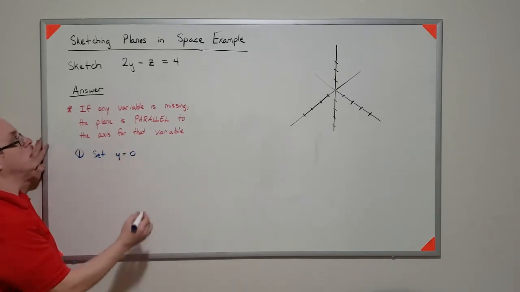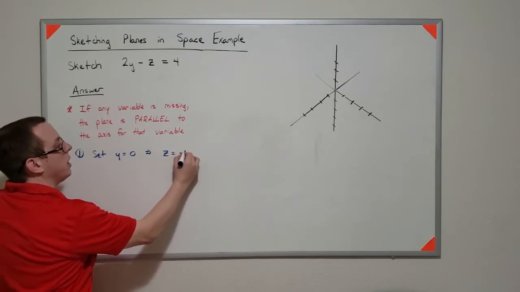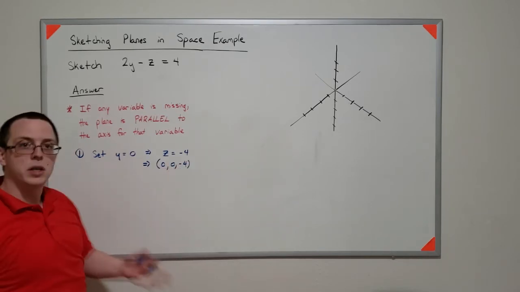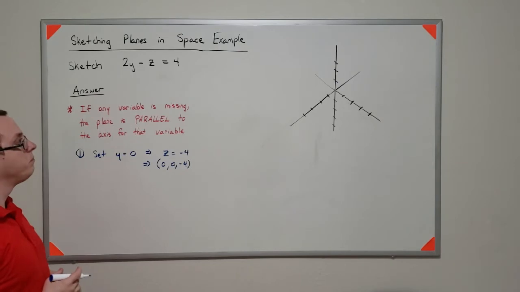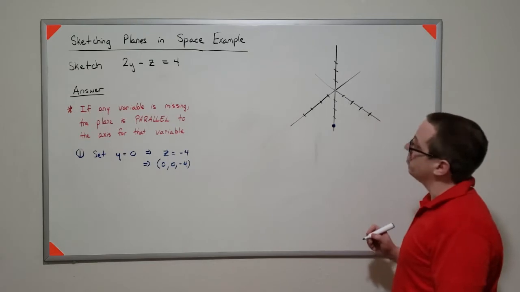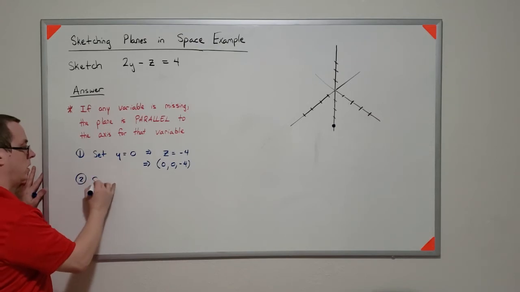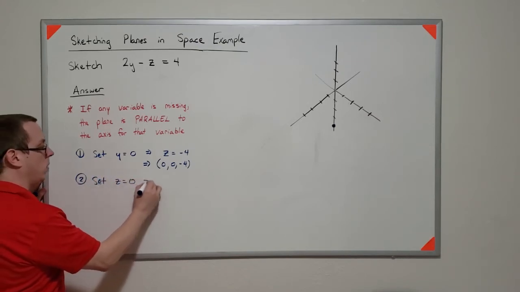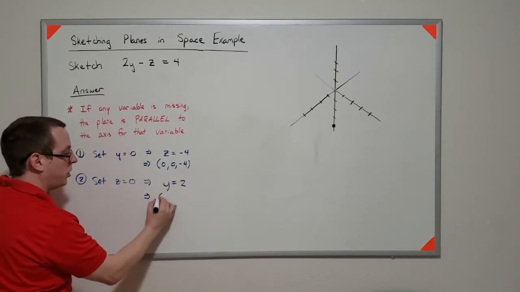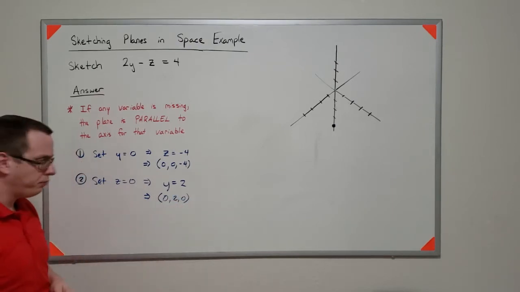So if I set y equal to 0, that tells me that z equals -4, which tells me that the point 0, 0, -4 is a point that we could put on the line. So I could have this point here. And then I could set z equal to 0, which tells me that y would equal 2, which tells me that the point 0, 2, 0 is also in the plane.